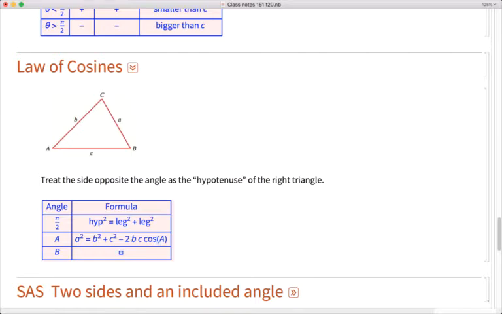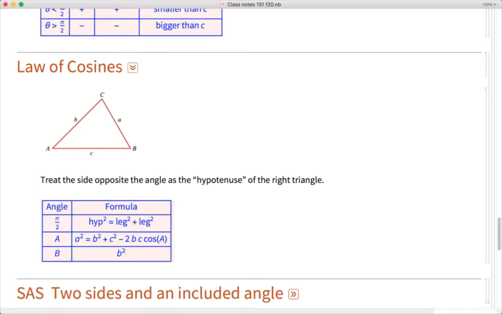All right, just one more, I won't do all three. If you were going to treat B as the angle, then the fake hypotenuse would be b squared, and that would equal a squared plus c squared. Those are the legs being squared, but now we need to subtract off twice the product of the fake legs times the cosine of that included angle.